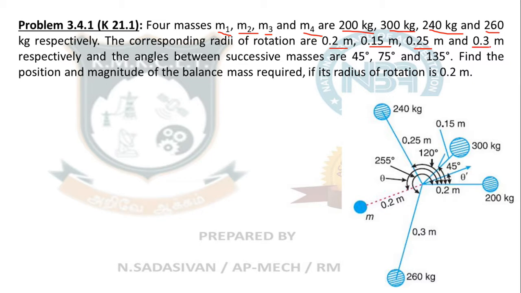Okay, respectively. And the angles between the successive masses are... one thing you have to understand here, successive means which is the first mass, A or B or C or D, it is not mentioned, you can take any one. But don't change the order. If you start with A, it should go from A to B, B to C, C to D, D to A. If you start from B, it should go from B to C, C to D, D to A. Okay. So normally we go with A. We start with A. Okay.